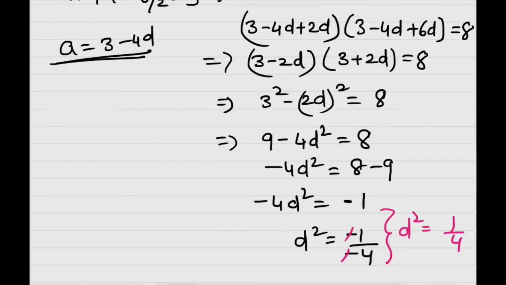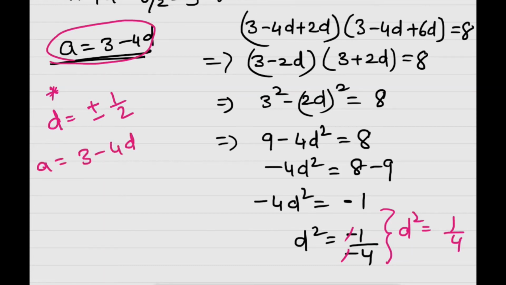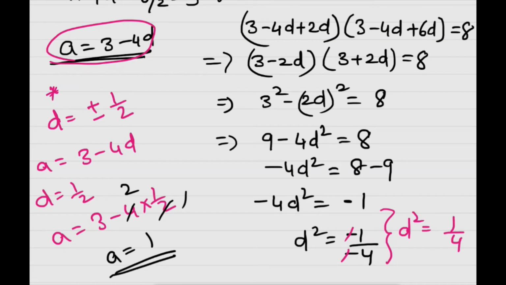So D will be equal to how much? Please see this side. D square is equal to 1 by 4 says D is equal to plus or minus 1 by 2. Okay. Now see, from here A is equal to 3 minus 4D. So first let us take D is equal to 1 by 2. Then you will get A is equal to 3 minus 4 into 1 by 2. So if you cancel, 2 ones are 2, 2 twos are 4. So you will get A is equal to 1. This is the first case.